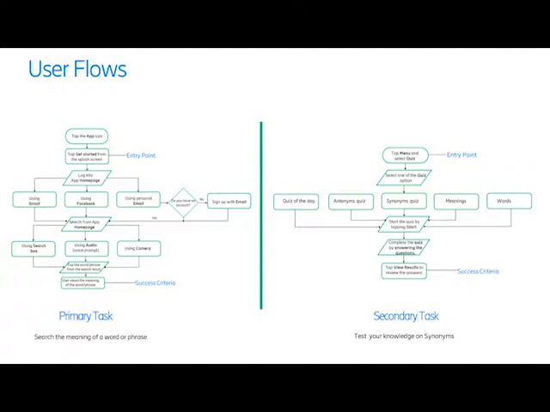In the secondary task, the user wants to test knowledge on synonyms. So for doing that, he can simply tap the quiz tab in the application, which will redirect to the quiz page. On the quiz page, there are multiple quiz options such as quiz of the day, antonyms quiz, synonyms quiz, meanings, and words. The user needs to tap the synonyms quiz, which will start the quiz, and the user has to answer the questions until the quiz is complete. Once the quiz is complete, it will direct to the page where he can view the results and review the answers.